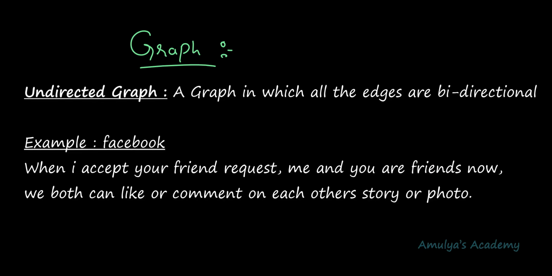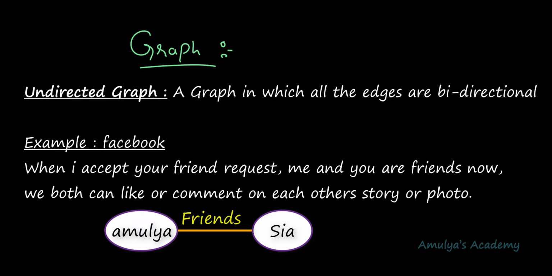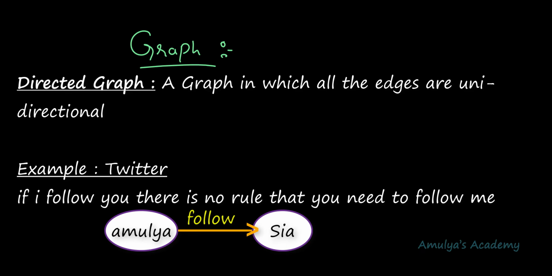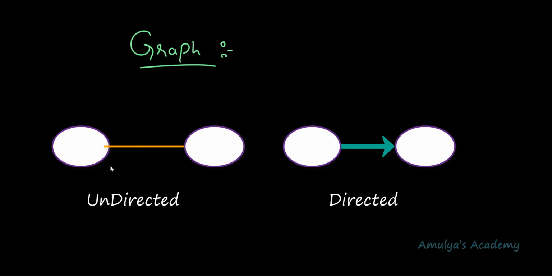So based on the direction of the edge, we have two types in graph. First one is directed graph, another one is undirected graph. An undirected graph is a graph in which all the edges are bidirectional. That is, the edges do not point in any specific direction. A directed graph is a graph in which all the edges are unidirectional. It is pointing to a particular direction. If edges are pointing to a specific direction, then that is called as directed graph. If edges don't have any direction on them, then that graph is called as undirected graph.